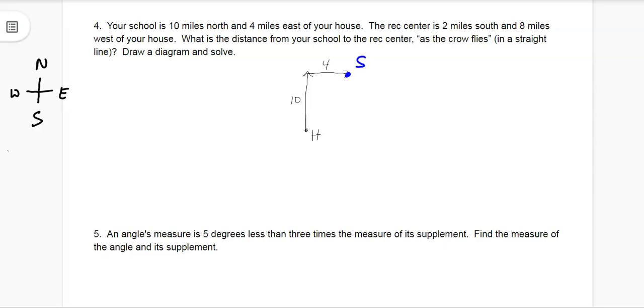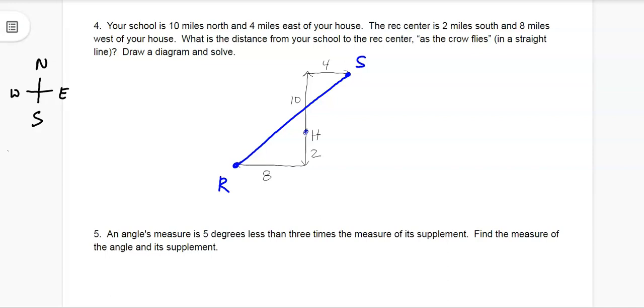And then we come back, and it looks like the rec center is 2 to the south of the house. So again, here's the house. We're going to go 2 south, and then 8 west. Over here, 8. And this is the rec center. So I'm going to call that R. So what we want to find is, as a crow flies, a perfectly straight line from the rec center to the school. We're trying to find that distance.